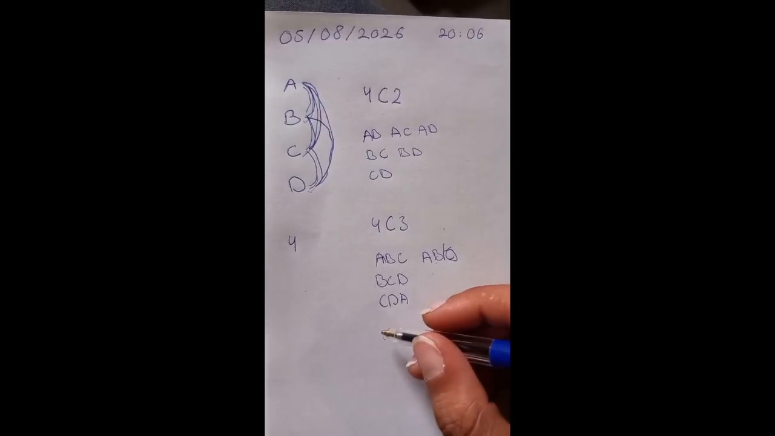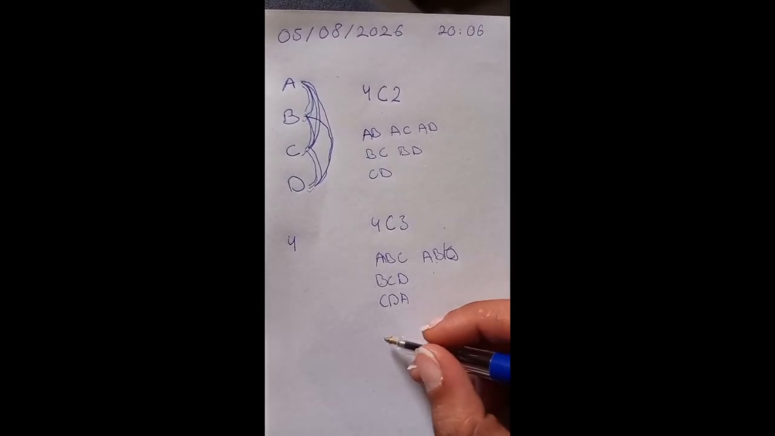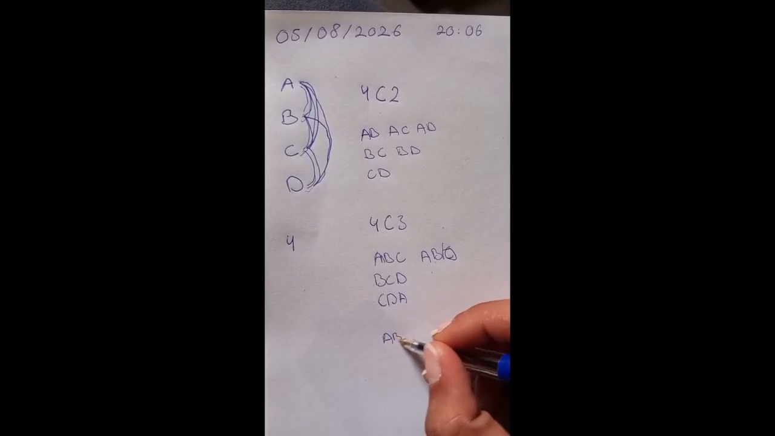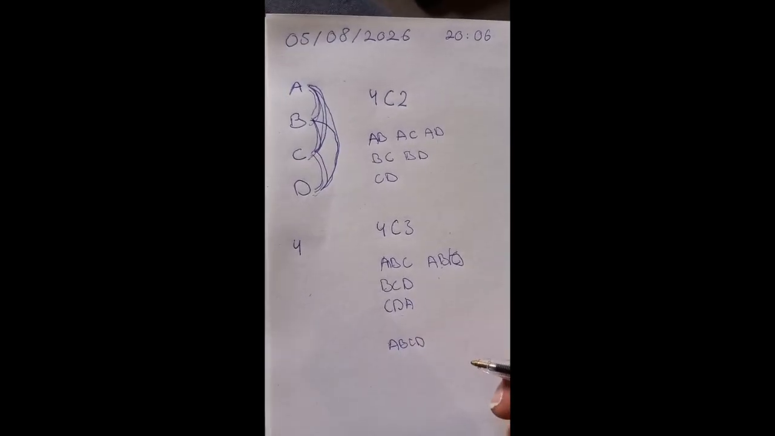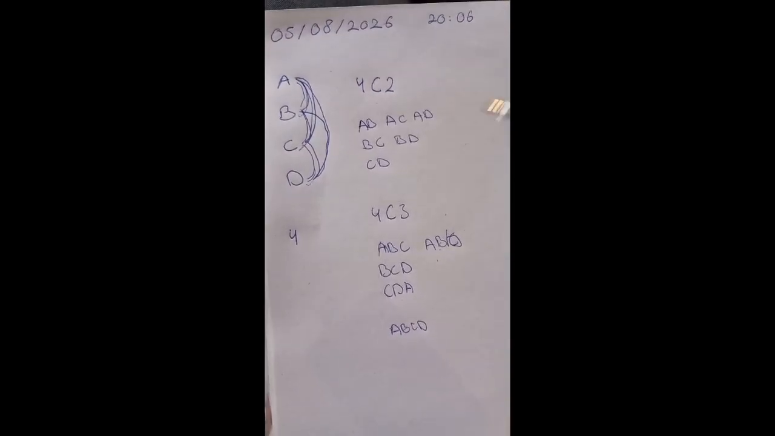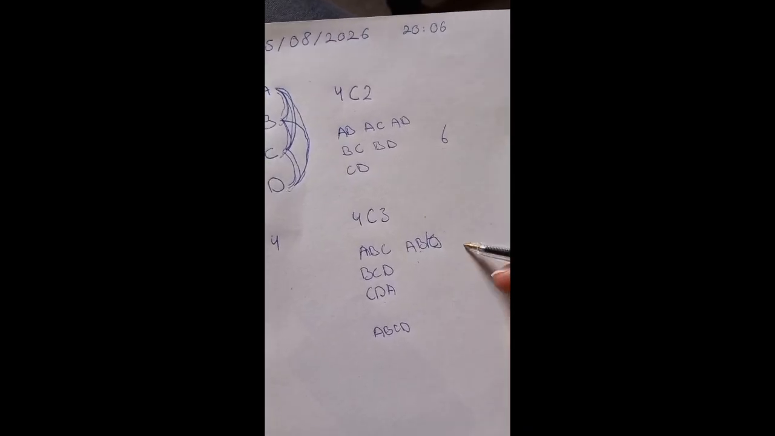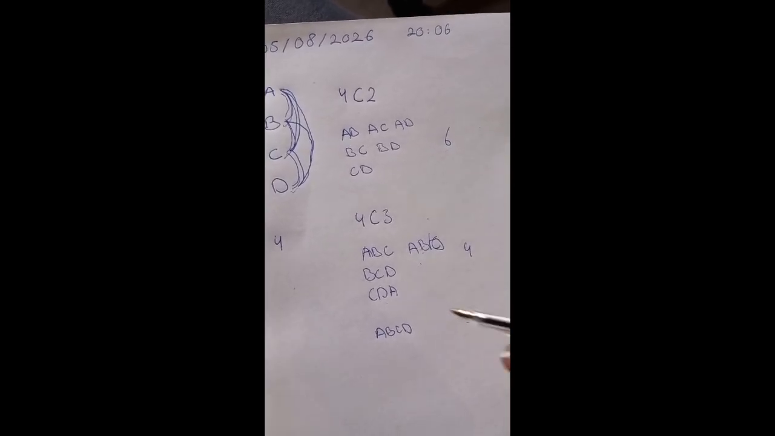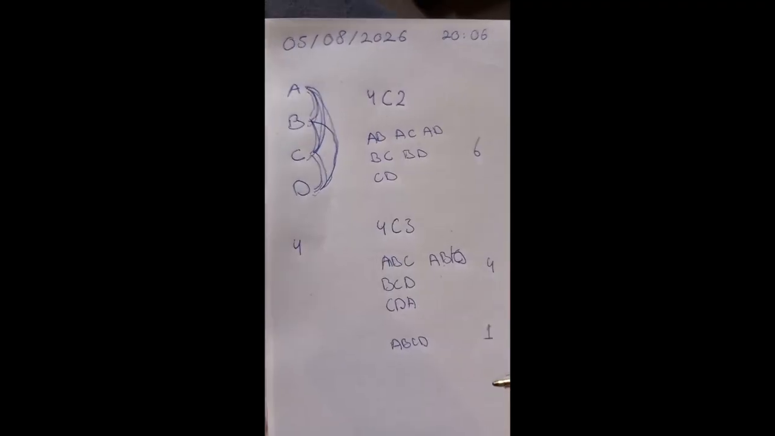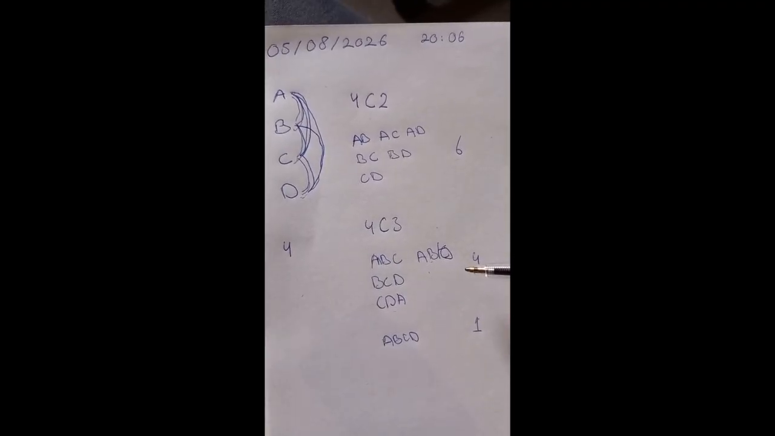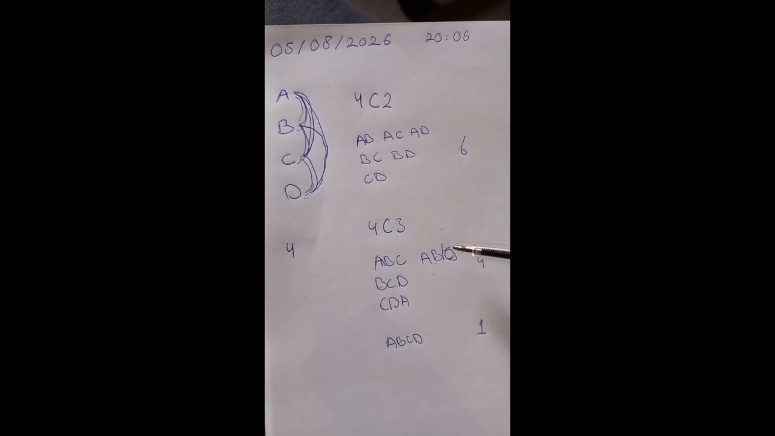Alright, and then you have the 4th one. That's for all 4, that's only A, B, C, D. Right? And then you have 6, 4, 1, and 4. And that concludes into 15.